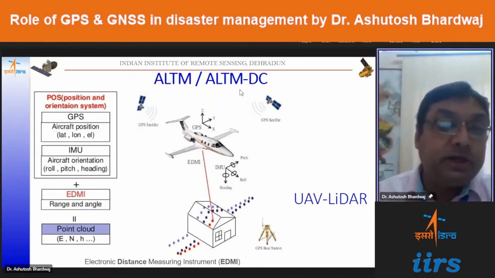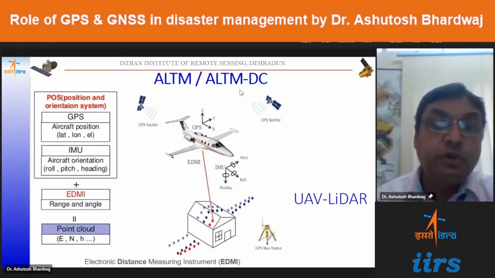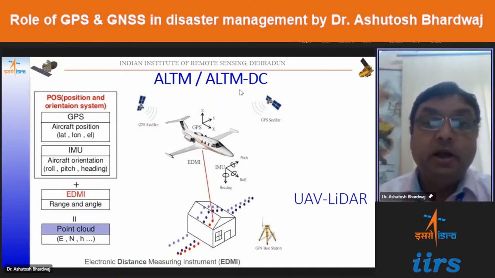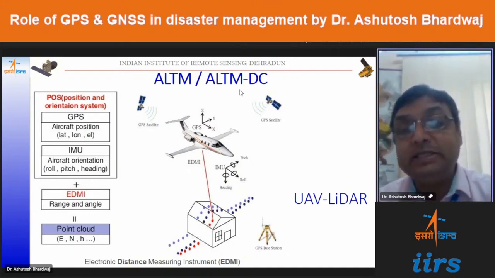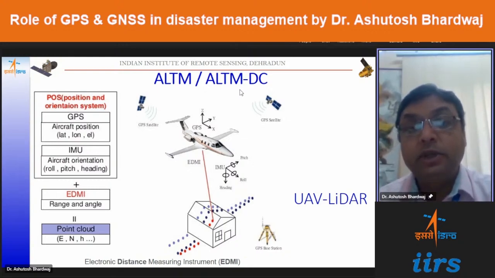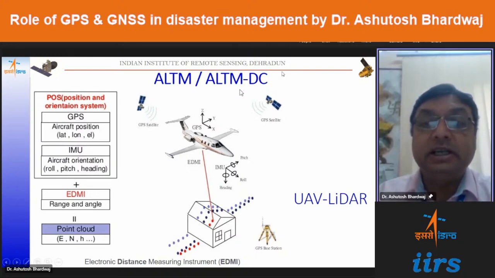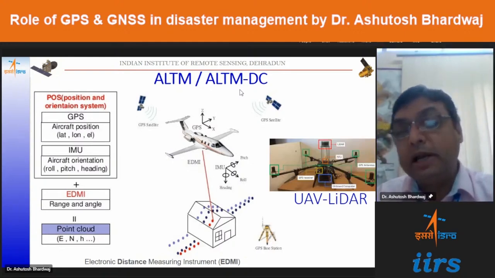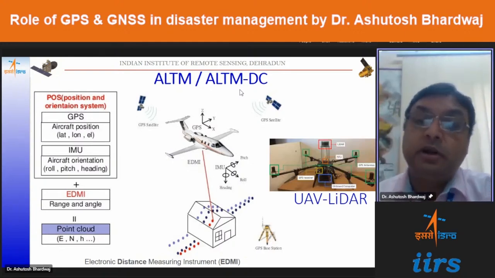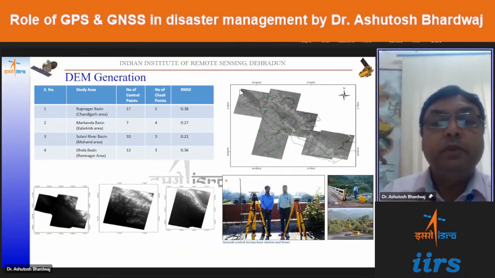besides the GPS, the inertial measurement unit also to provide us the attitude, omega phi kappa, for the photographs, and for the laser based systems also, LiDAR. So ALTM is the airborne LiDAR terrain mapping system, and this is the digital camera. Like that, we can have a combination of technologies together, either on a UAV platform or an aircraft aerial platform.